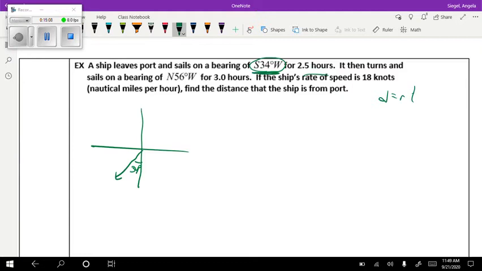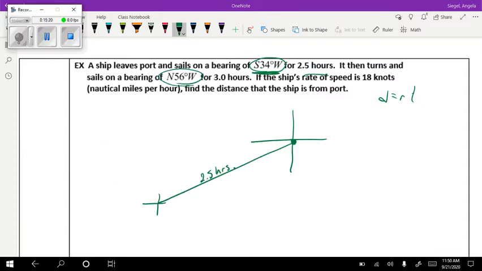2.5 hours. Then it turns, and it's going to go in a different location. So let's go ahead and draw that out a little bit better. I knew I was going to run out of space, so I wanted to redraw it. Whenever it turns, go ahead and draw a new coordinate plane. So you have your bearings again. So north 56 degrees west. So I'm going to go like that. And this angle is 56 degrees. And let's see, it went for 3 hours.